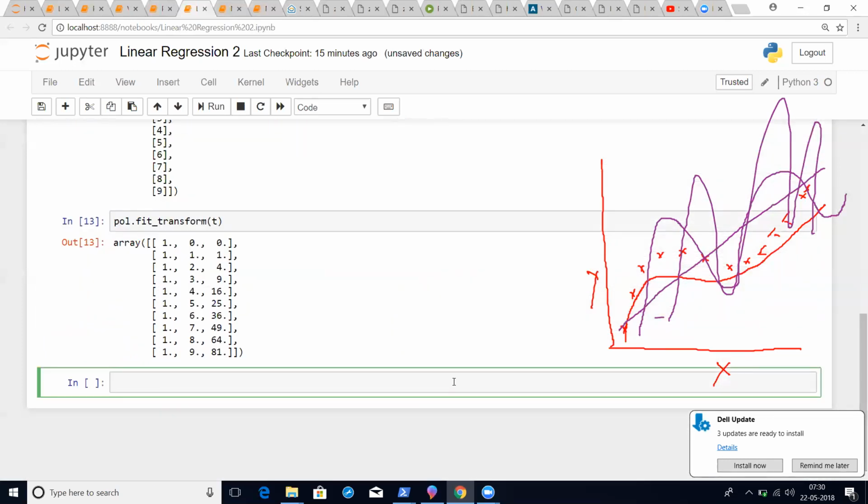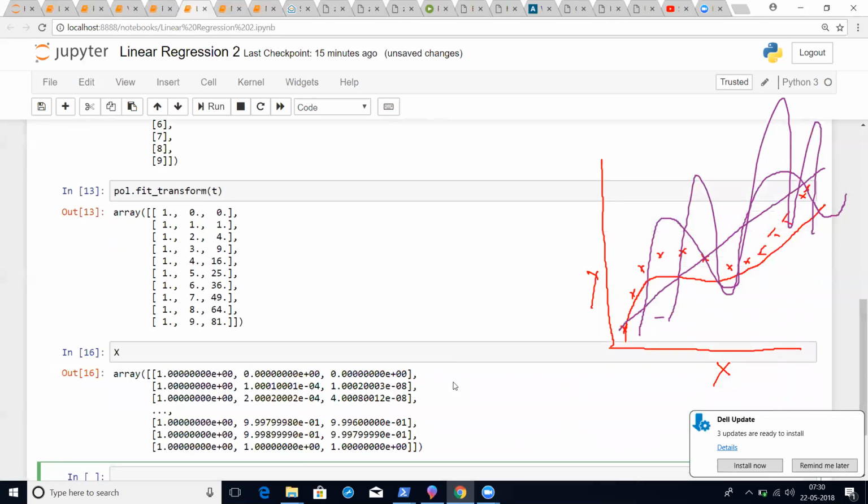So now, understood what has happened. Your x has now been converted to this: x raised to the power 0, x raised to the power 1, x raised to the power 2, because we have to find coefficients of these. Is it clear?